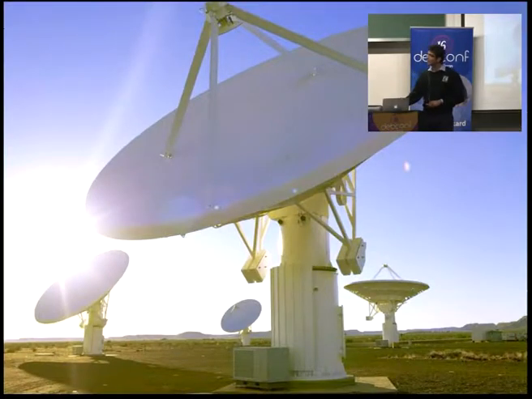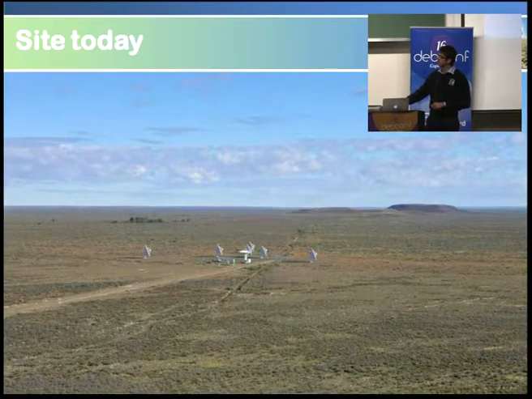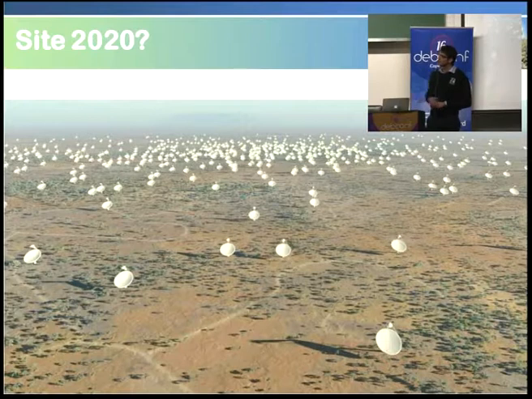So this is one of the arrays that's currently on our site. And if you zoom out a little bit, you'll see 7 of these things standing there. But we hope by 2020 it might look something more like this if we start building the Square Kilometer Array there.